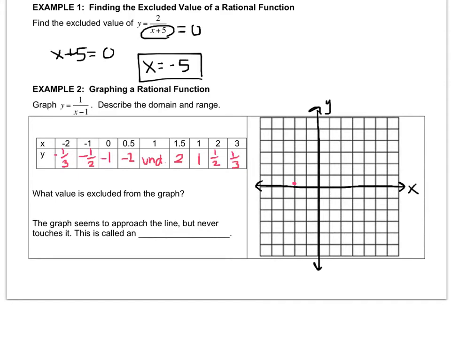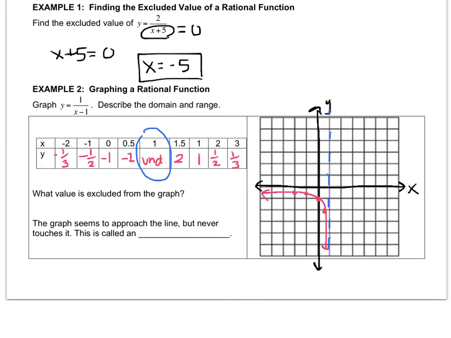Oh, whoops, that's supposed to be negative. I'm going to put a dashed line down x equals 1 because I want to make sure that I don't touch that line, because if you see from the table, anytime the x value is 1, it makes it undefined. So the first half of my graph looks like this.